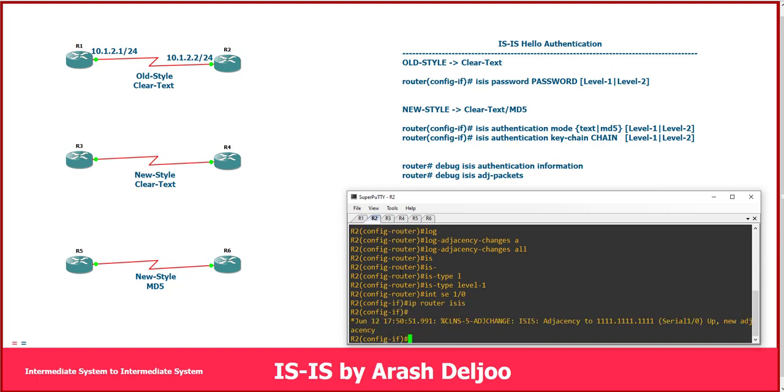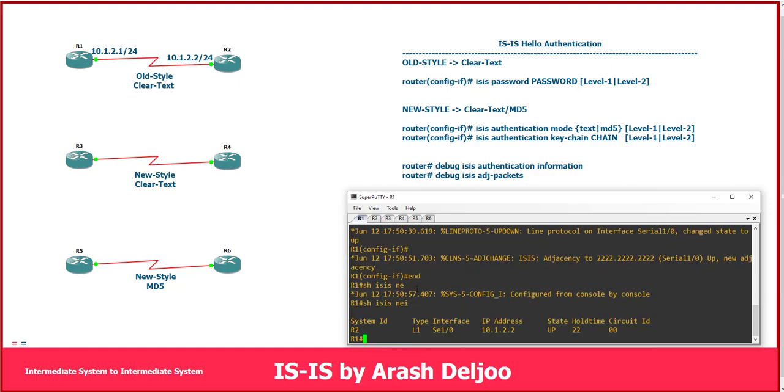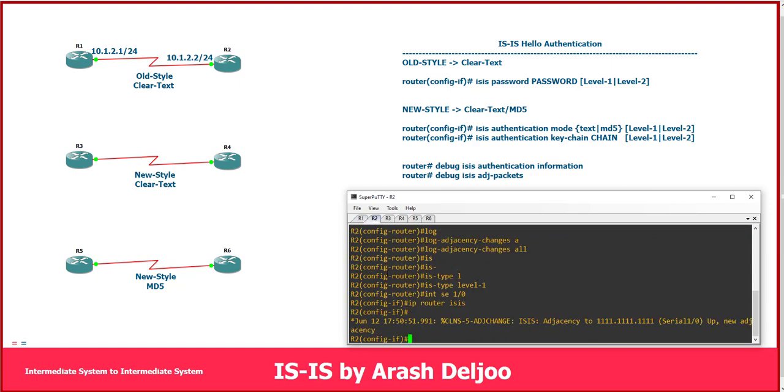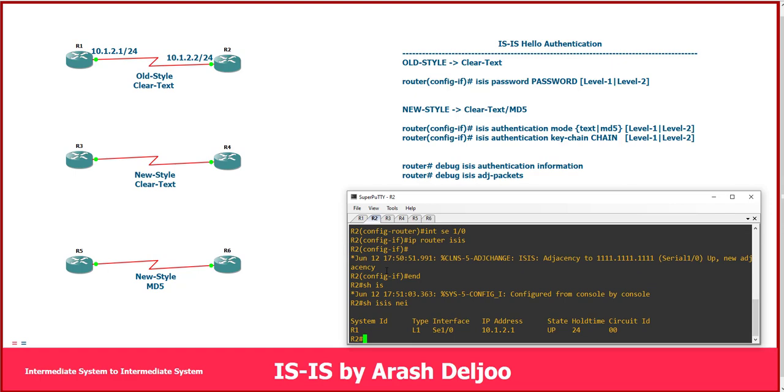Look at here. Yes, we have neighborship between router 2 and router 1. Show isis neighbors. Okay. And also in router 2, show isis neighbors. As you can see here, we have one ISIS neighborship.